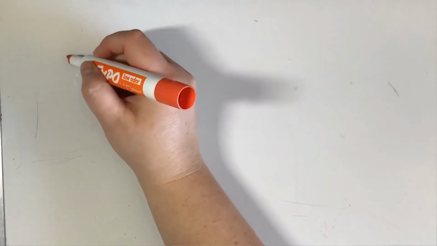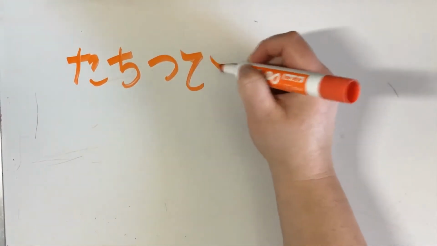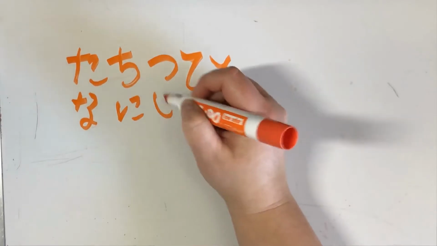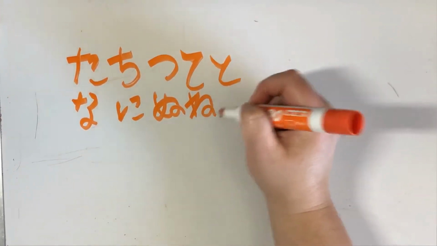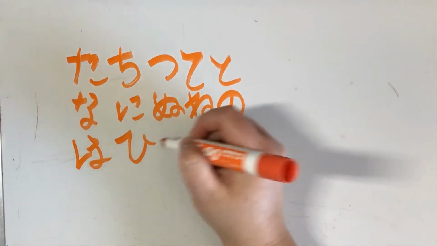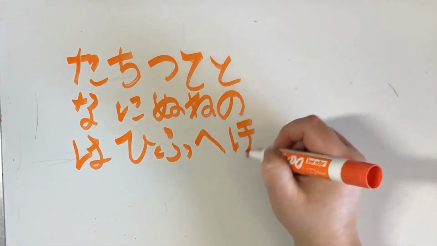Then the second one was the next 15 characters, which were Ta, Chi, Tsu, Te, To, Na, Ni, Nu, Ne, No, and then Ha, Hi, Fu, He, and Ho. So today we'll be learning the next 16 characters.